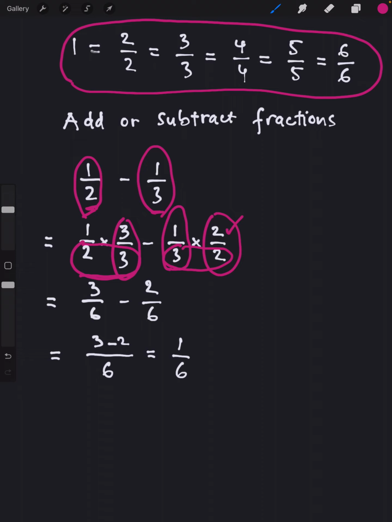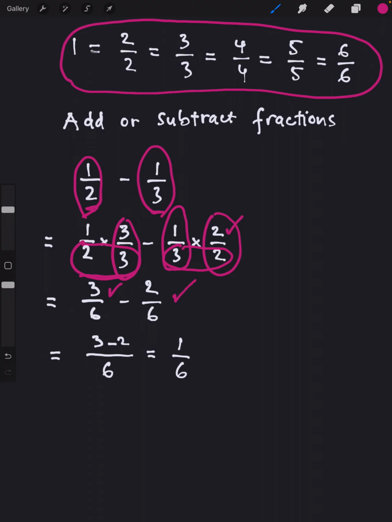And again, 2 over 2 equals 1. So 1 over 3 times 2 over 2 is 1 over 3, which is good. We don't change anything, which is correct. Alright, so we do the math. 1 times 3 is 3, 2 times 3 is 6, so 1 over 2 will be 3 over 6. 1 over 3 will be 2 over 6.